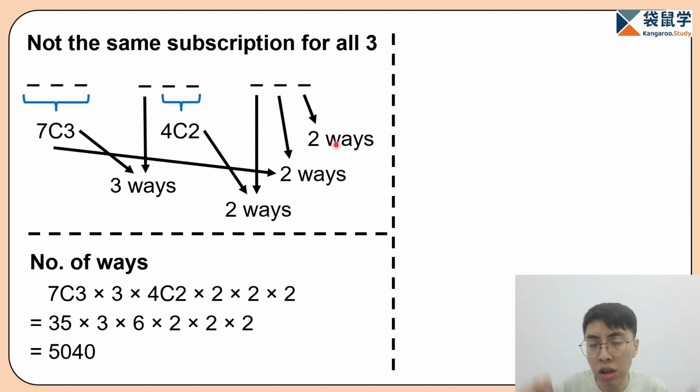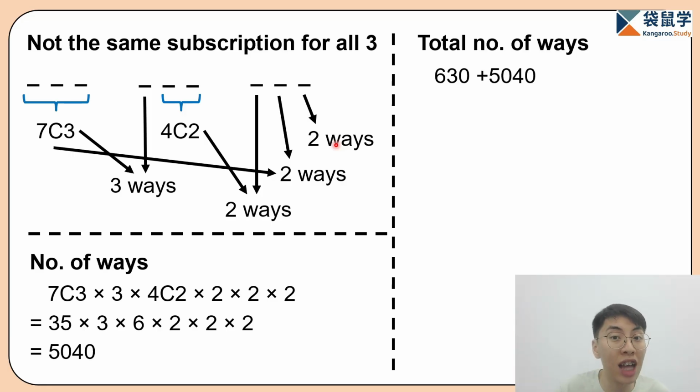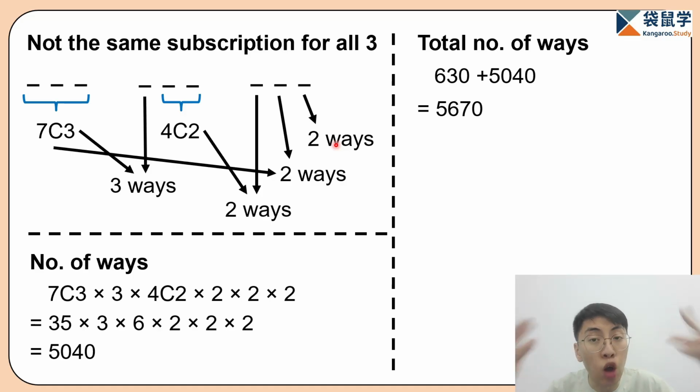5040. Now, that is all of the cases being considered. Now, what do we have to do? All we have to do is just add both of them together. The total number of ways is just what we have just now plus what we have now. And that should give us our final answer of 5670. That is the total number of ways to select those newspapers.